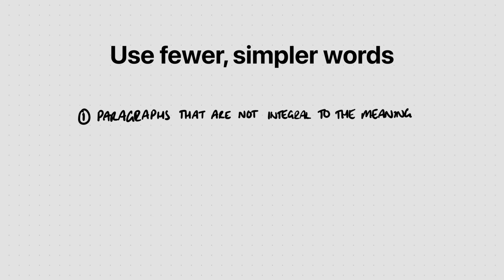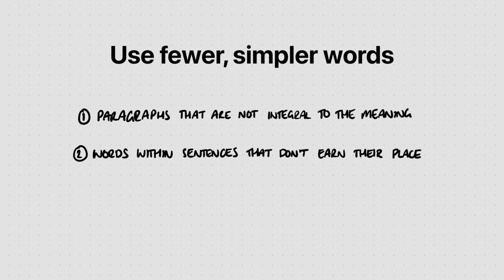Every unnecessary or overly complex word actually takes away from clarity. So we need to trim unapologetically. And that means you have to do things like remove paragraphs that are not integral to the meaning. This is stuff like unnecessary context, repeated points, or background information that they already know. The second thing we need to do is remove words within sentences that don't earn their place. Every word needs to earn its position in that sentence, otherwise it should get cut.